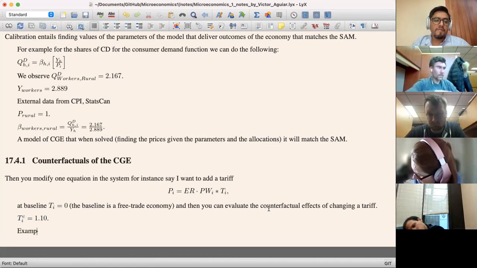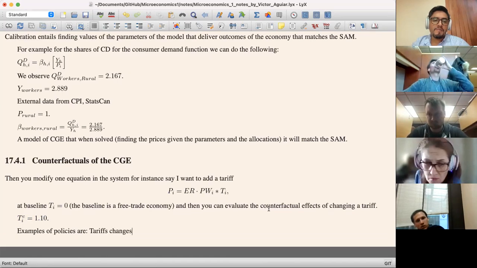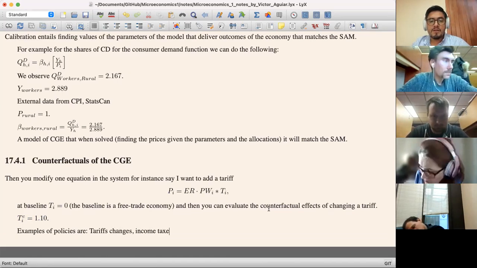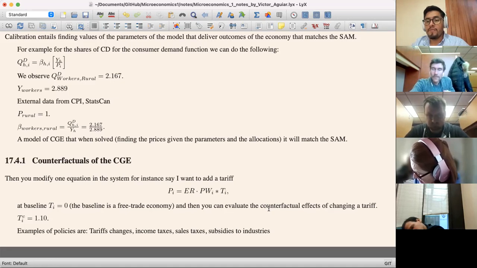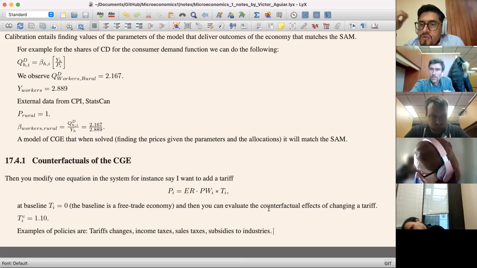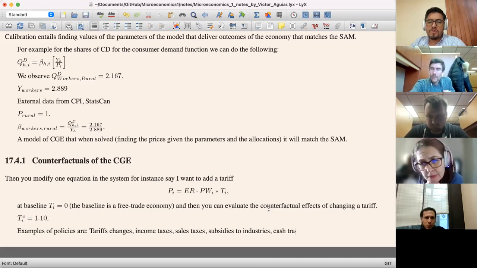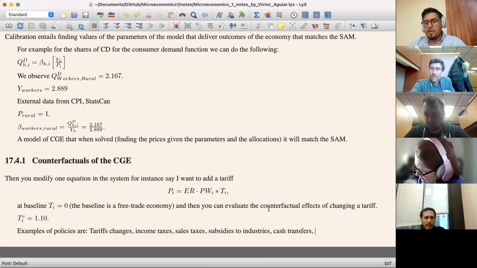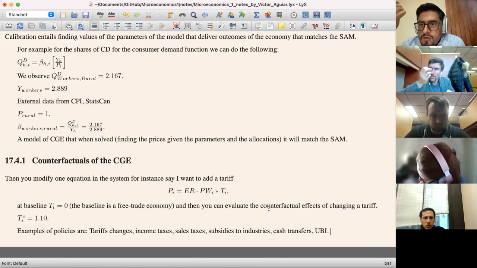Examples of policies are tariff changes, income taxes, sales taxes, subsidies to industries, right? Essentially those are the main ones that people use in these ex-ante policy evaluations. I'm forgetting this: cash transfers. Universal basic income, UBI, for instance, all of that can be modeled here. So this tool seems to be useful.